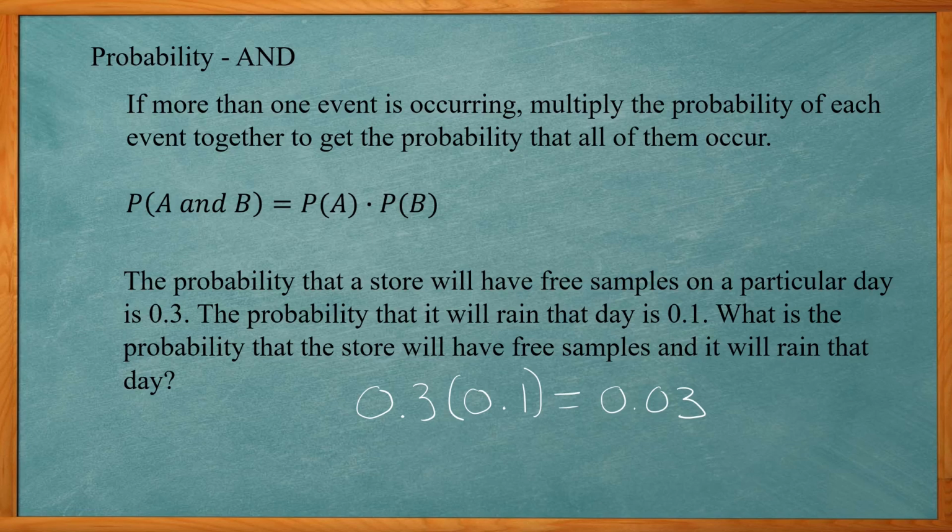Now if you had 3 events and you wanted to know the probability of all 3 happening, then you need to multiply the probabilities of each of them together. And that is true for any number of events that you're dealing with. So if it was 10 different events, you multiply all the probabilities, all 10 together.